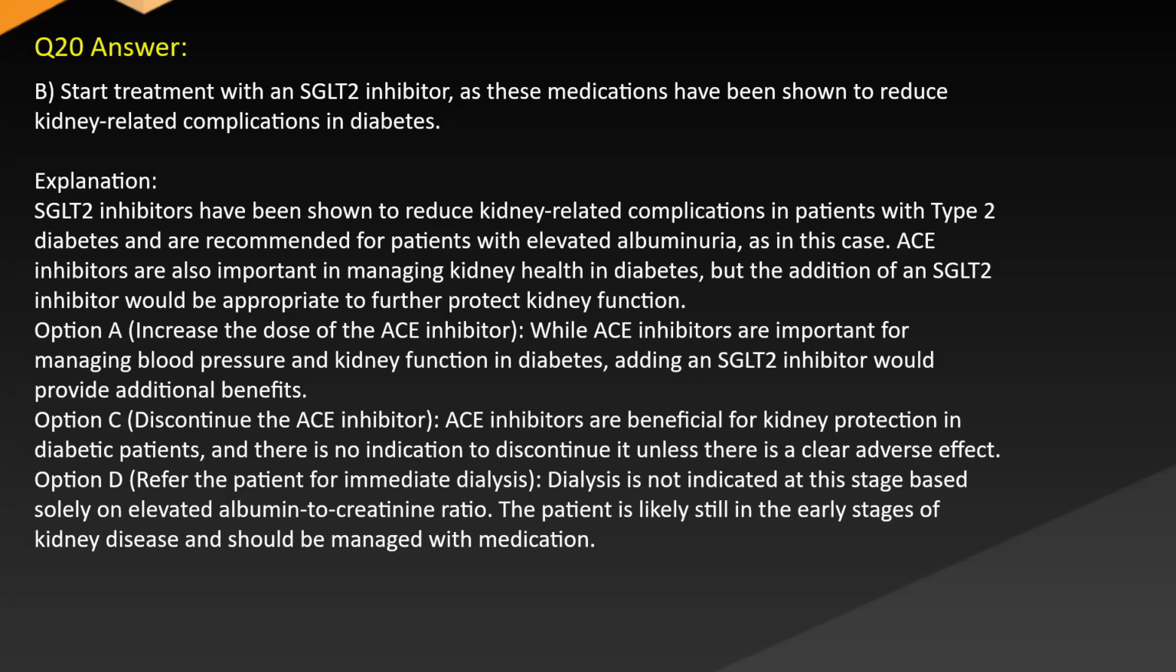Option D, refer the patient for immediate dialysis. Dialysis is not indicated at this stage based solely on an elevated albumin to creatinine ratio. The patient is likely still in the early stages of kidney disease and should be managed with medication.